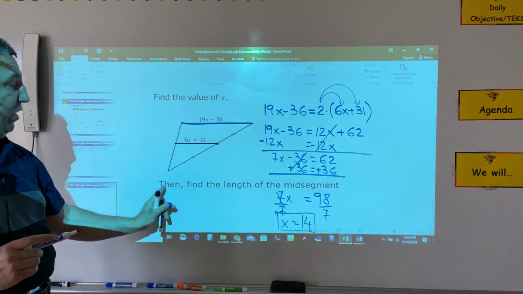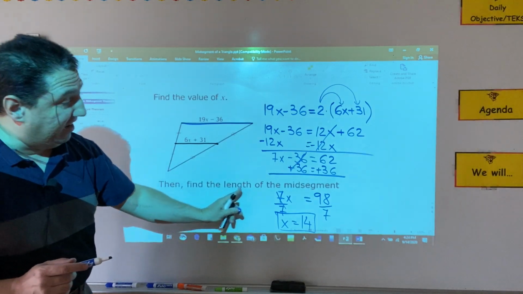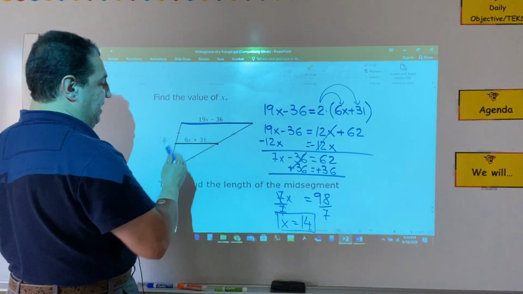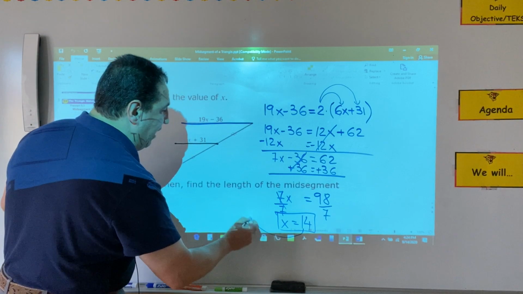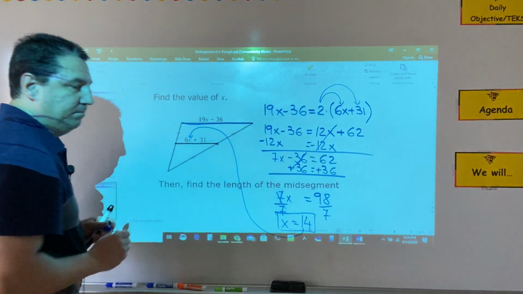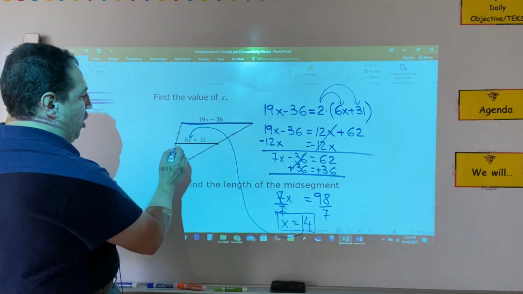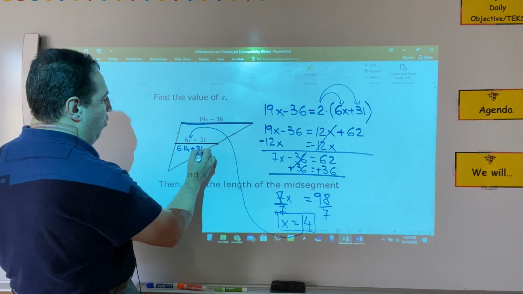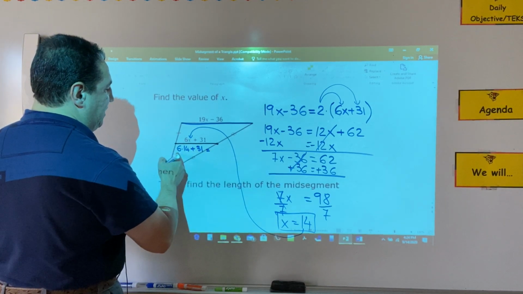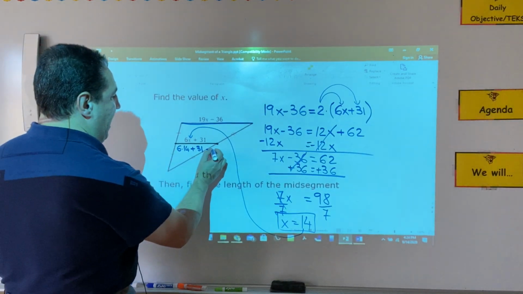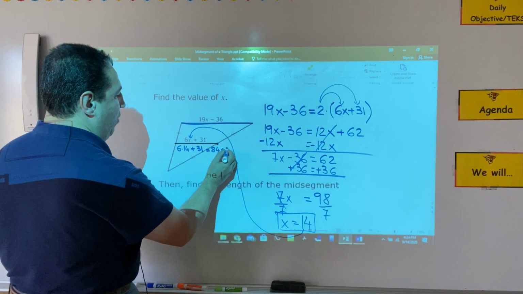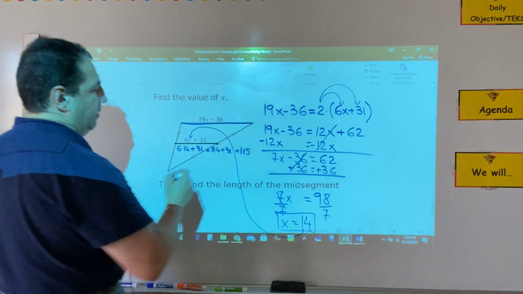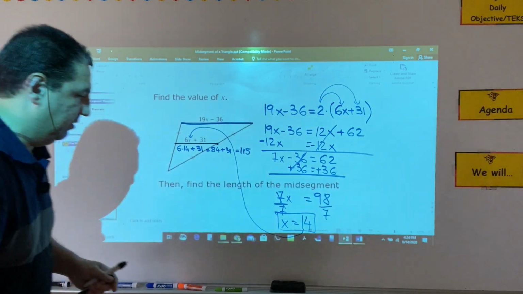But pay attention. What it says here is, then find the length of the mid-segment. We are not done. So how do you find the length of the mid-segment? By plugging in the value of x right here. So you're going to have 6 times 14 plus 31, which is 6 times 14 equals 84, plus 31 would be 115. That's the length of the mid-segment.